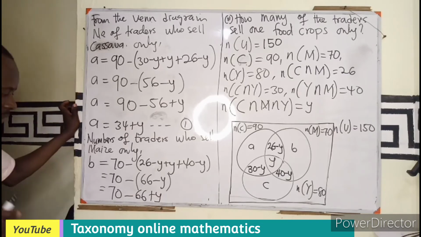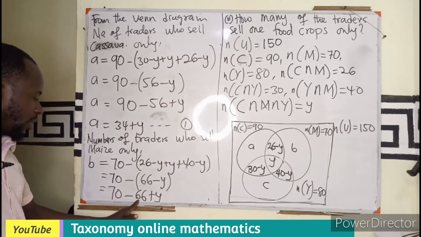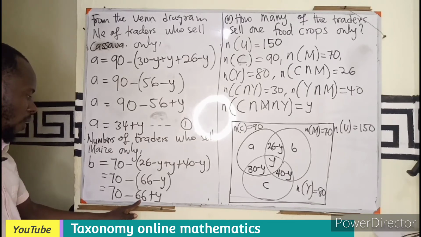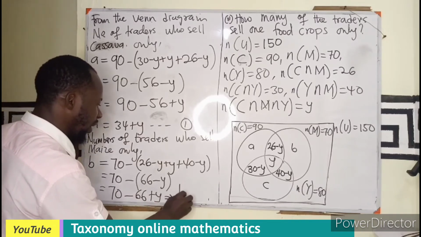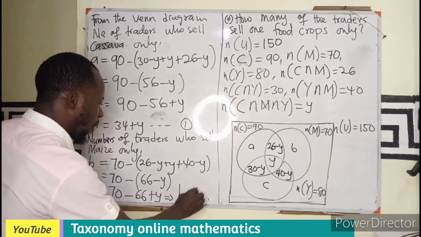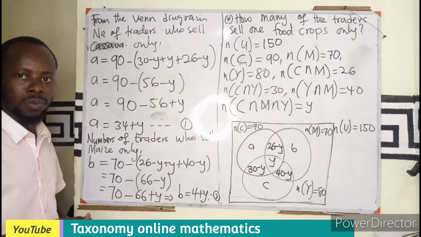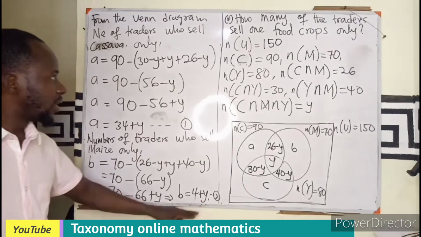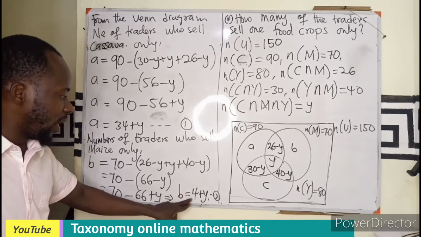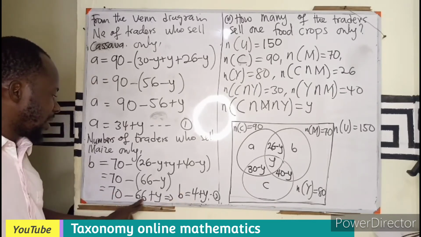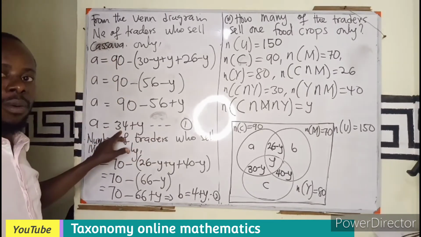Then it means we need to subtract 66 from here, and I believe that will be 14. No, 4. That will be 4. So it means your B is going to be 4 plus y. That gives us our equation 2. I believe you can see that one. The space on the board is not that plenty. So we have B equals 4 from here plus y. The cassava one is 34 plus y.